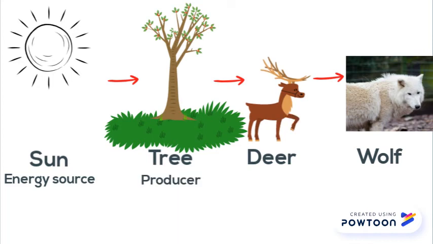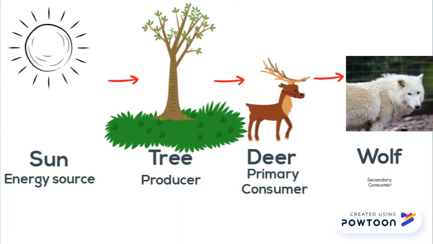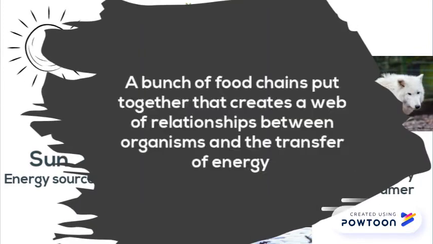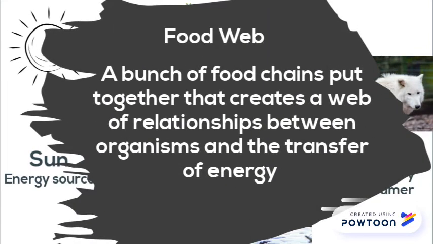Now we see how food chains work, but what happens if we introduce a bear into the food chain that eats a wolf or a deer or a fish? And what if we add a bird that eats a seed from a tree, or bugs that also eat things from the tree? When there are more interconnections between organisms in a food chain, we call this a food web.